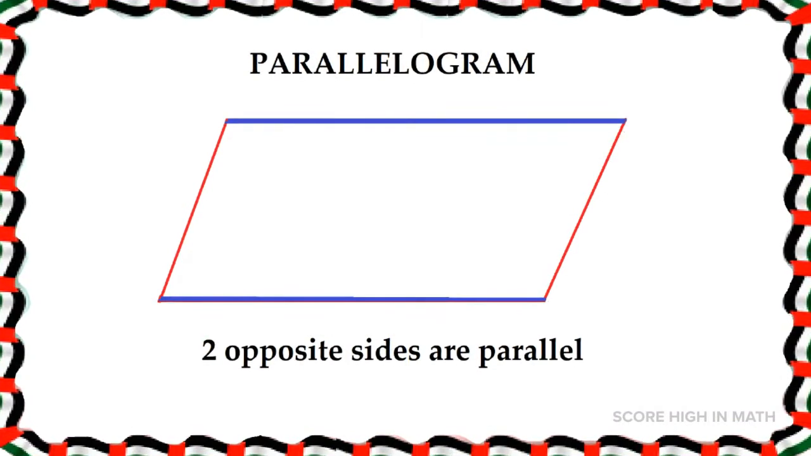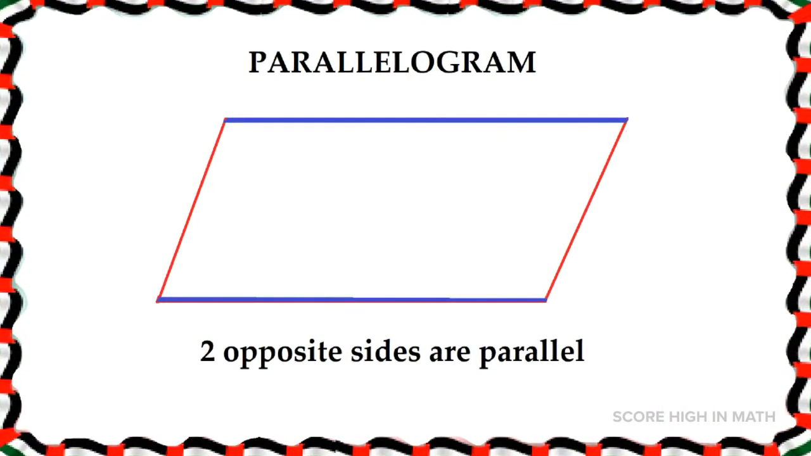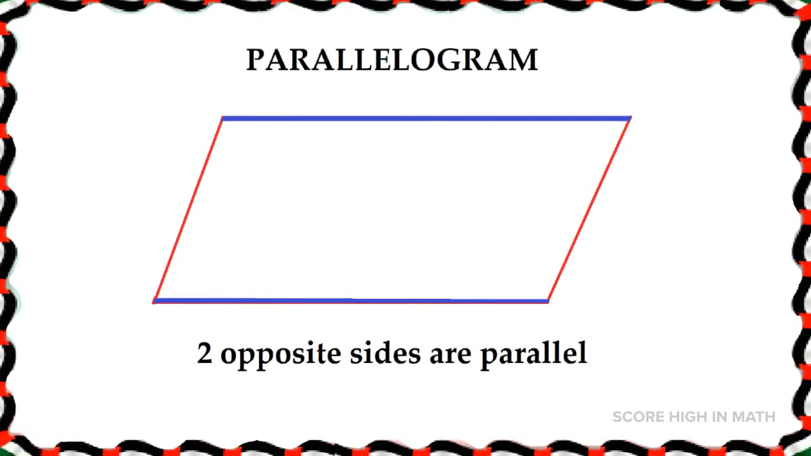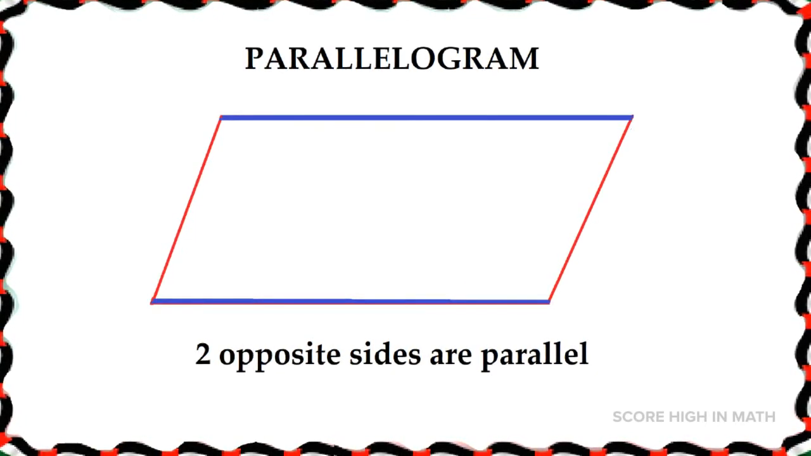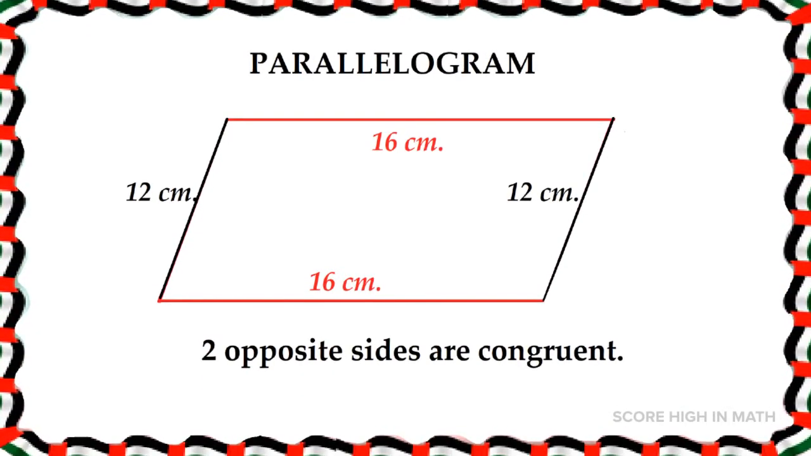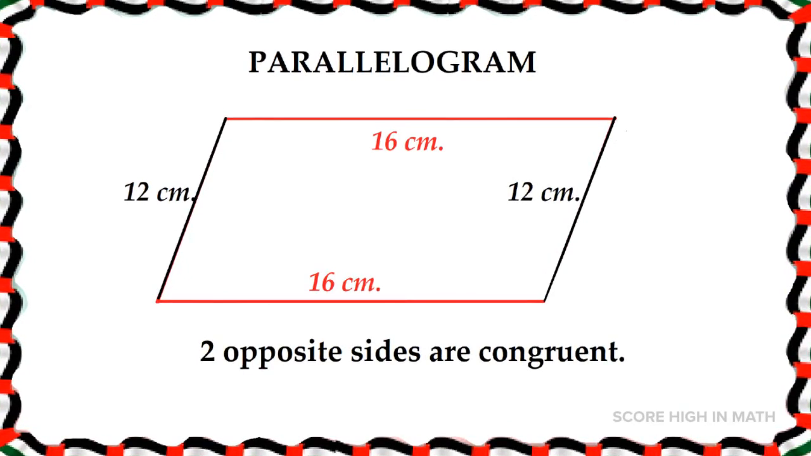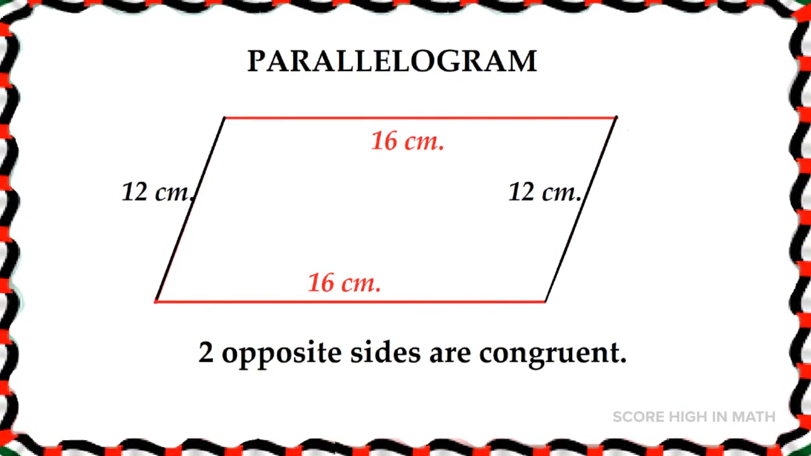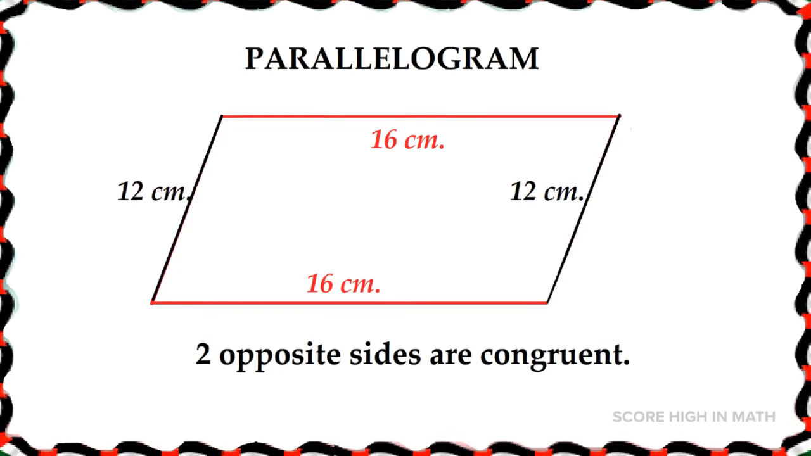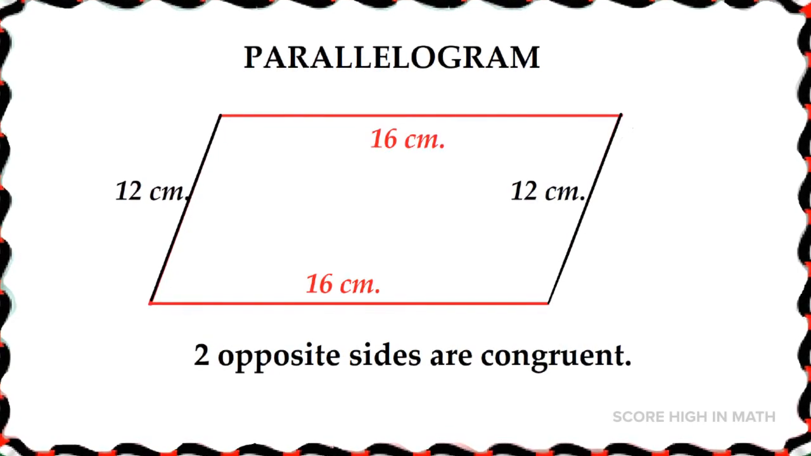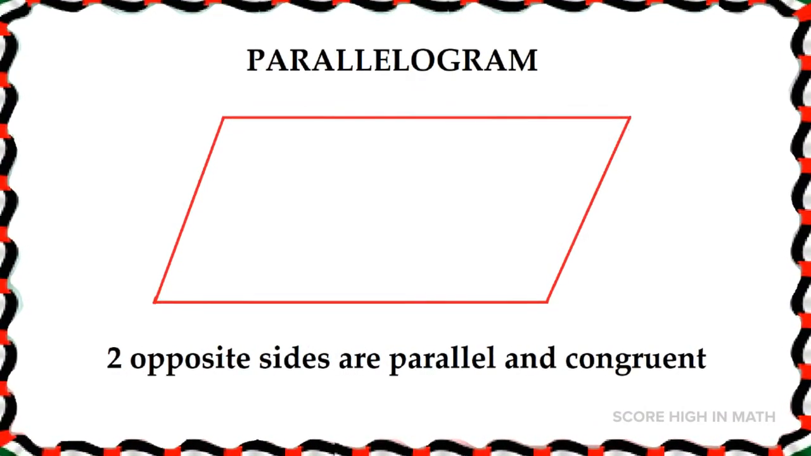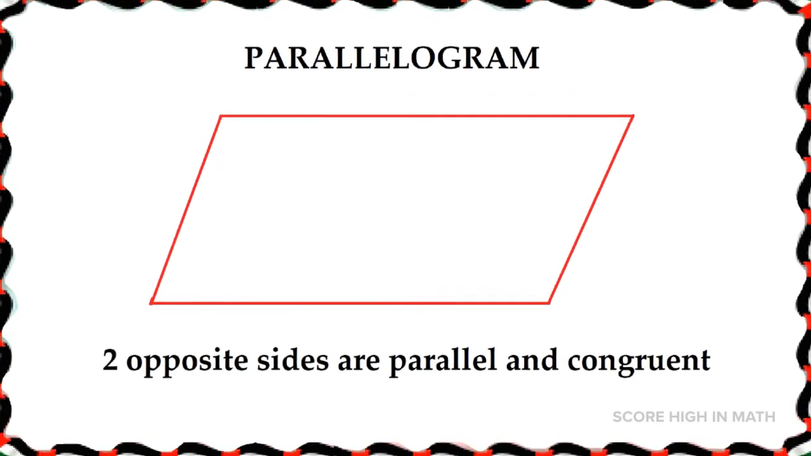The figure here is a parallelogram. They have two pairs of opposite sides which are parallel. The top and the bottom side are parallel. I colored it blue. The left side and the right side are also parallel. I colored it red. The two opposite sides of the parallelogram are congruent. The top and the bottom side, they are both 16 centimeters. The left side and the right side are both 12 centimeters. So, two opposite sides are congruent. Remember, a parallelogram has two pairs of opposite sides which are parallel and congruent.